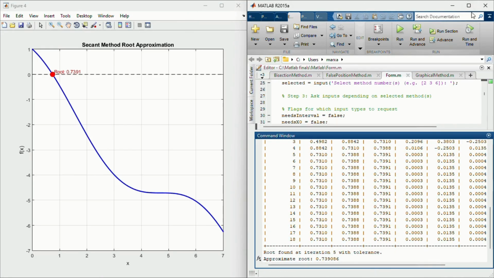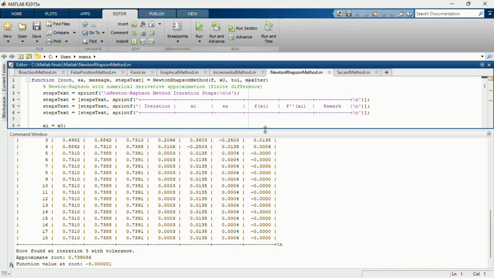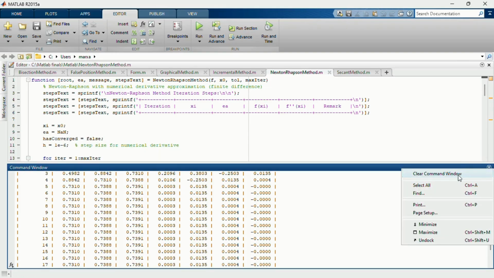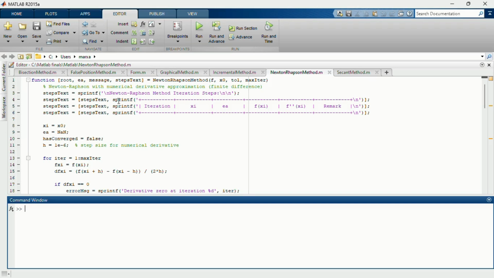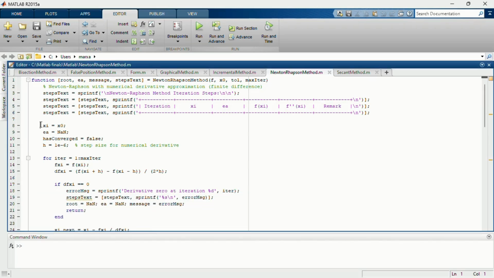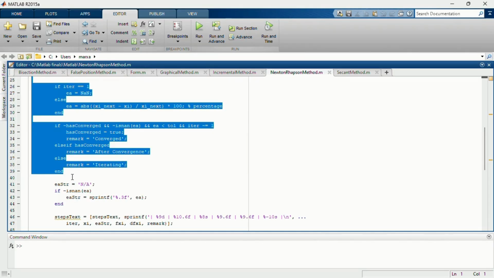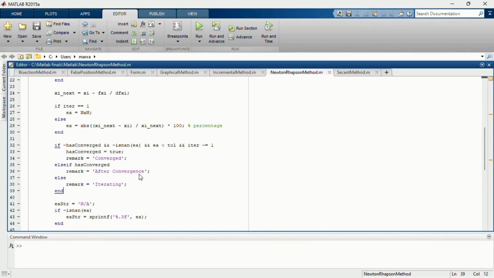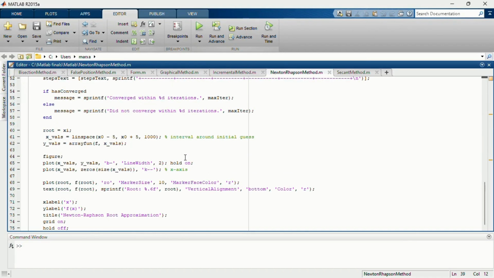And lastly, let's move on to the Newton-Raphson. Newton-Raphson, let's create a table. Command window first. So here's the Newton-Raphson. Here's the iteration table of the Newton-Raphson, and this is the formula that we'll be using for the iteration table. And below is the GUI for the graph.